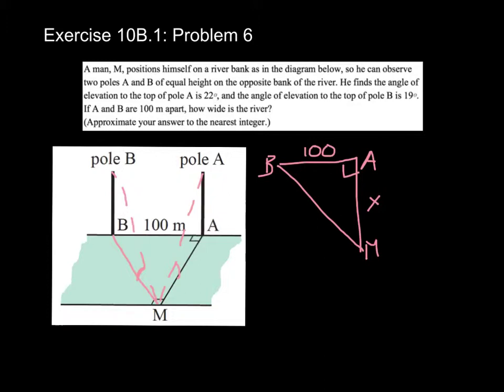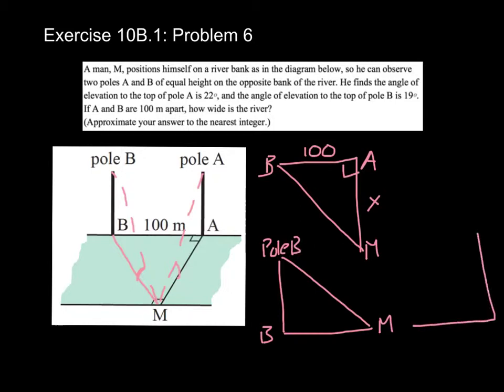Now I have 2 other right triangles. I'll draw MB and pole B first. Right, and again I'm going to label this MB, and then this is pole B. And likewise, I'm going to have another triangle, also point M here, point A here, and pole A. These are both right triangles. And I don't know much else about them.